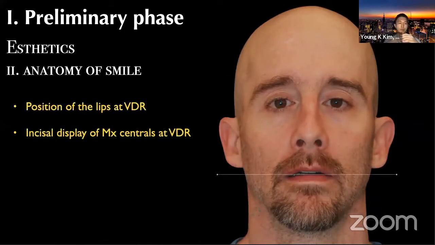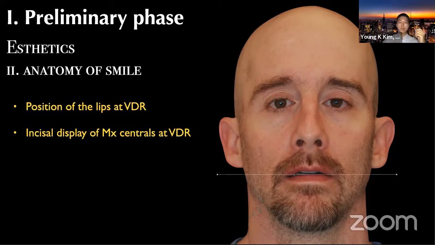And as I briefly mentioned, the position of the lips at the vertical dimension of rest position, and the incisal display of the maxillary centrals at the vertical dimension of the rest position as well. So male is approximately 1.9 millimeters, female like 3.4, and a more display means a more youthful type of appearance.